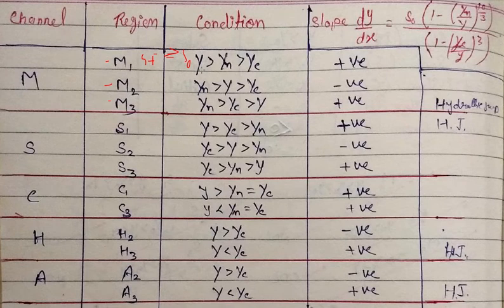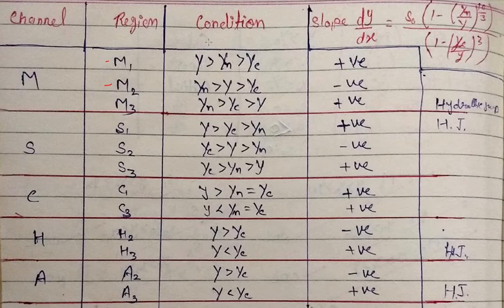So in this case we see the dy by dx formula, which is equal to S naught minus SF, divided by 1 minus Fr square. So this upper term is negative, because y is greater than yn, sorry, in this term y is greater than yn and yc. So here S naught minus SF.